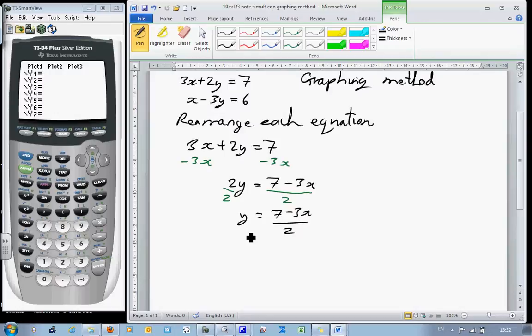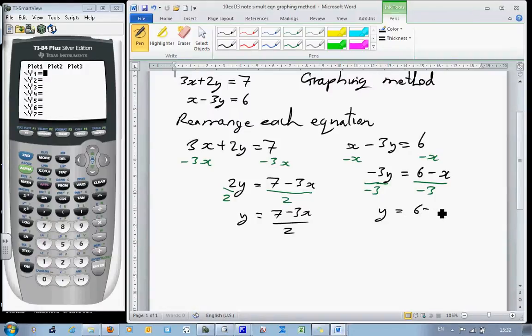Similarly, let's do the second one. Okay, a slightly different way. I'll subtract x from this side, therefore I have to subtract x from the other side. x take away x disappears. We're still left with negative 3y now. In order to get negative 3y into 1y, I need to divide by negative 3, because negative 3 divided by negative 3 is 1. So this will give me y equals 6 minus x over negative 3. Bit messy, but it's okay.